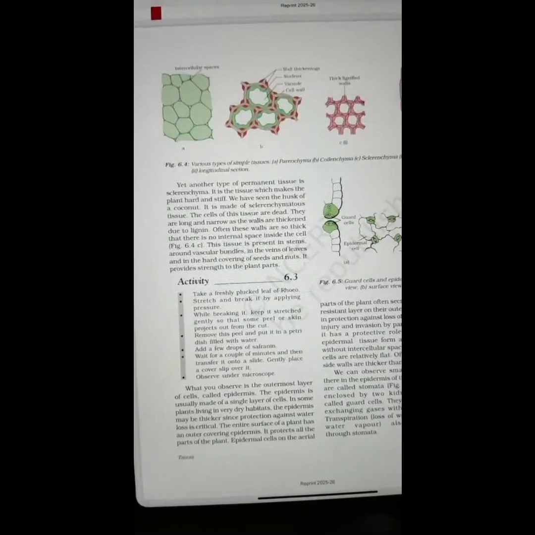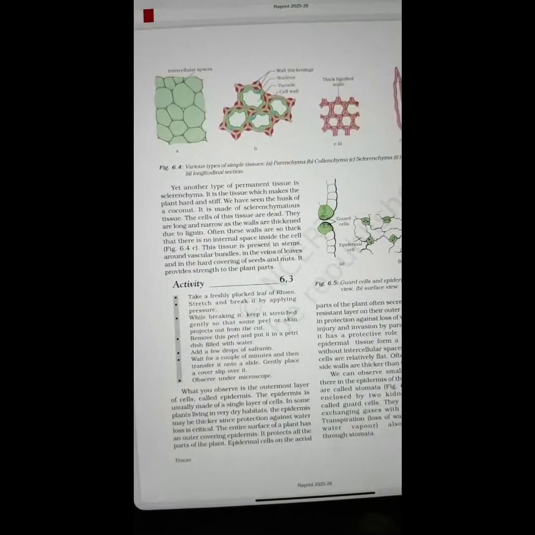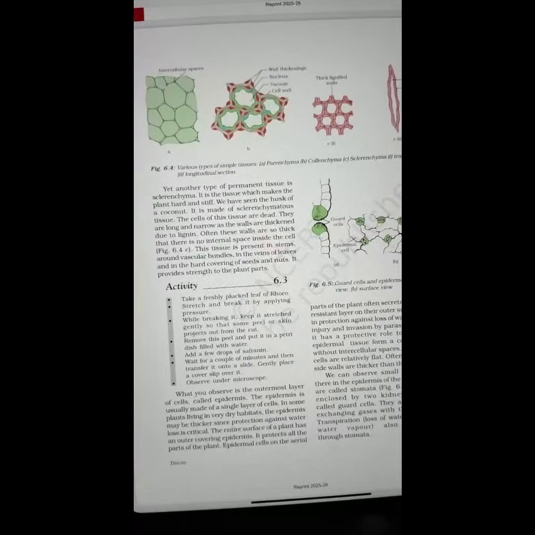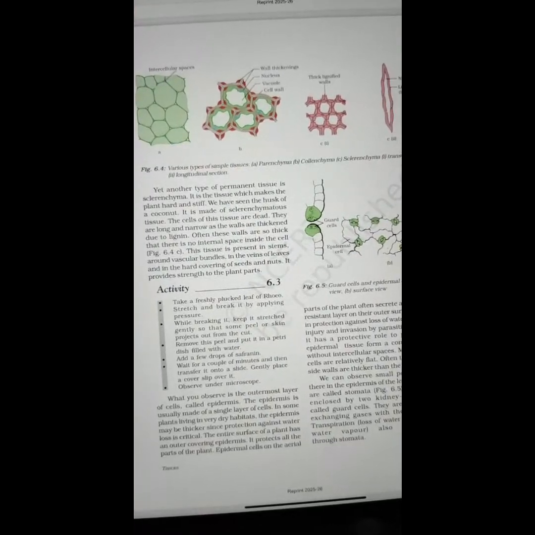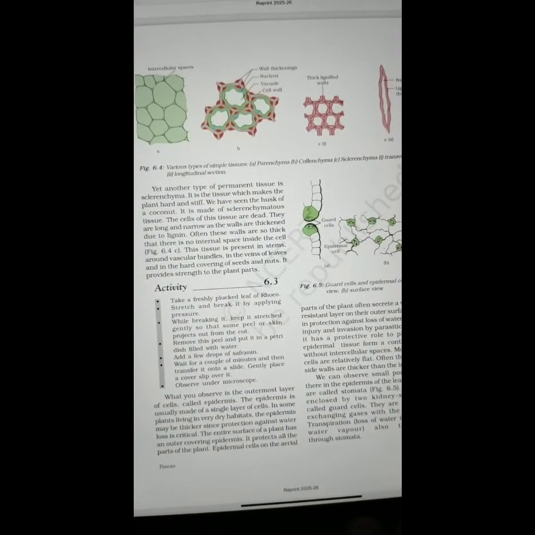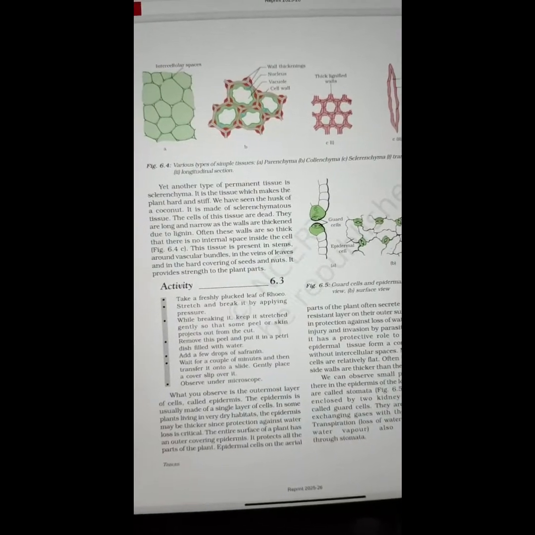Now let's come on to this side. Yet another type of permanent tissue is sclerenchyma. It is the tissue which makes the plant hard and stiff. We have seen the husk of a coconut. It is made up of sclerenchymatous tissue. The cells of this tissue are dead. They are long and narrow as the walls are thickened due to lignin.